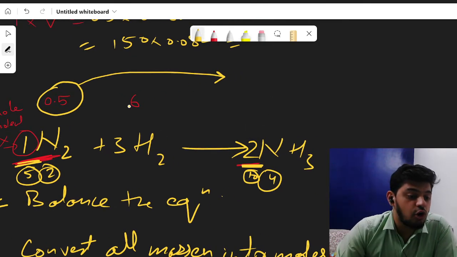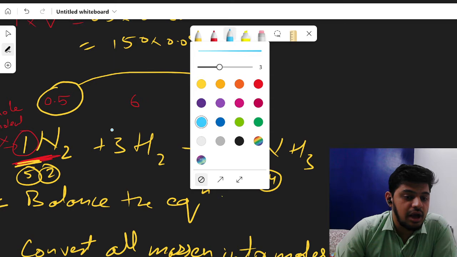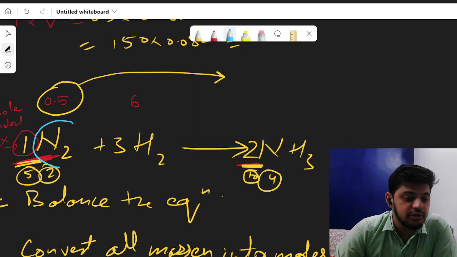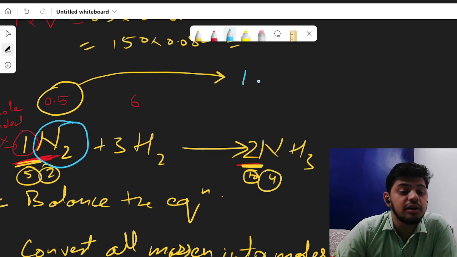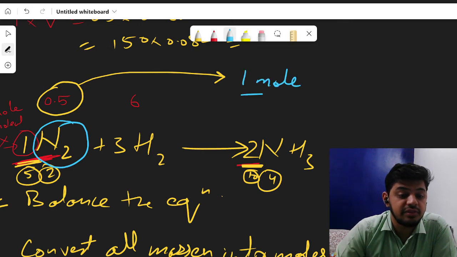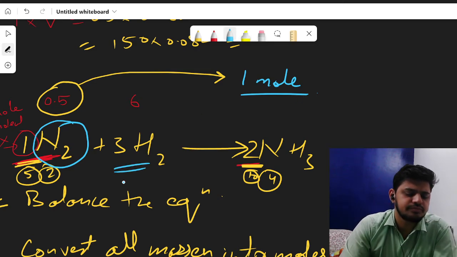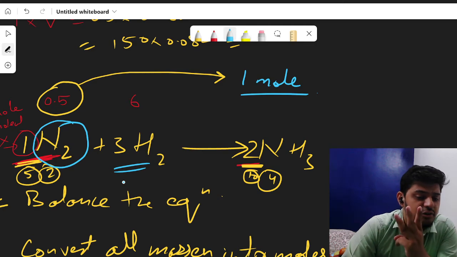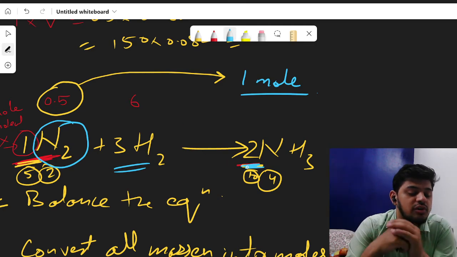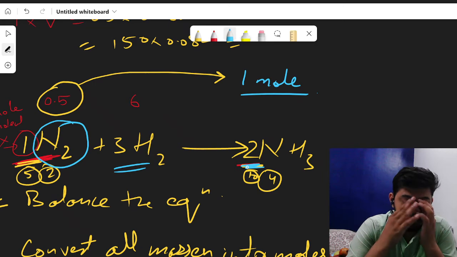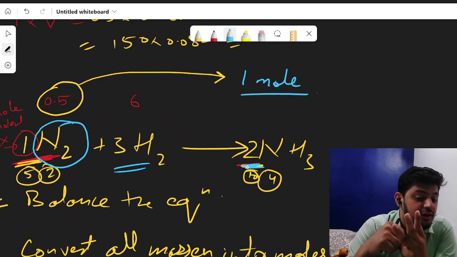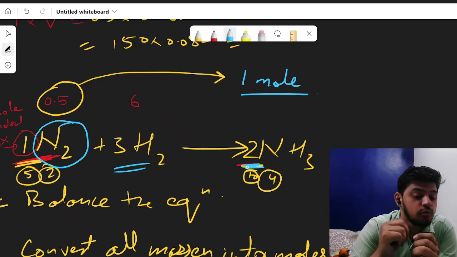So according to nitrogen, the ammonia that will form is 1 mole. This is according to nitrogen. Now see here. 3 moles of hydrogen is making 2 moles of ammonia.